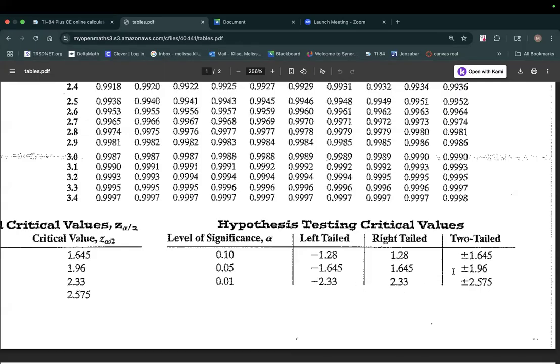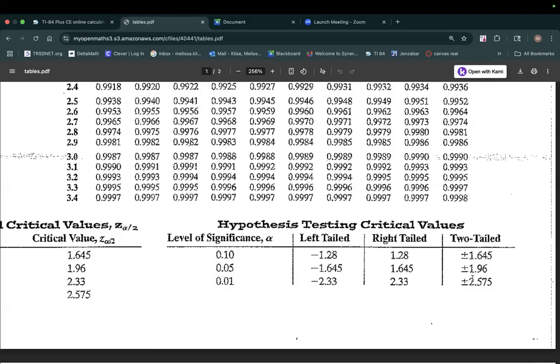And the reason that these are different, like our left and right-tailed are just the same number, just positive and negative. Our two-tailed test is different because remember we have to cut that alpha in half because half of the area is above my region and half of the area is below my region. So it's really important to pay attention to if you're cutting it in half or if you're keeping the whole alpha. So we cut it in half for two-tailed tests.